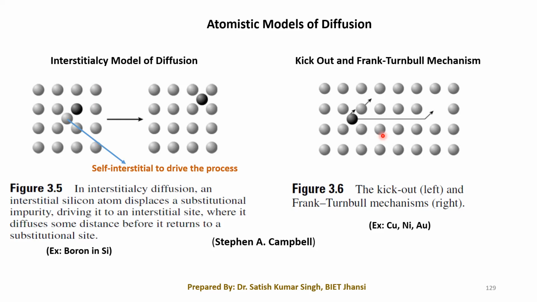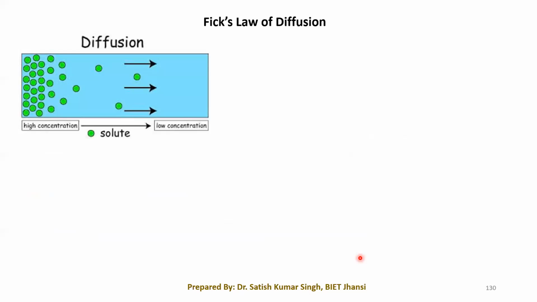So after having this idea of the atomistic models of diffusion, now let's see what we mean by a diffusion process. As we know, we are saying how these different impurity atoms are moving through our silicon crystal. So we have seen the different mechanisms. Now, first of all, we have to look at what we mean by diffusion.